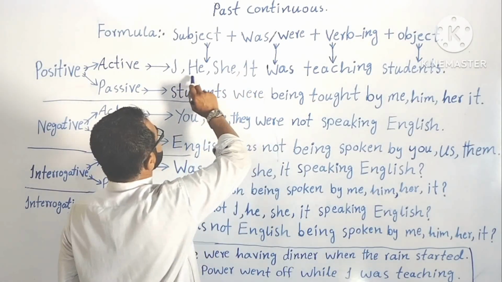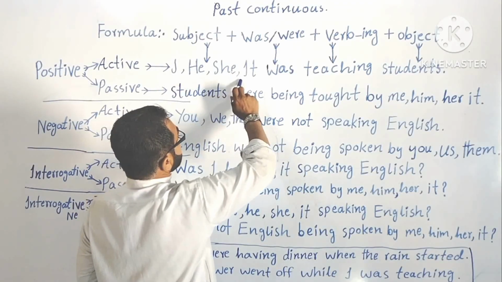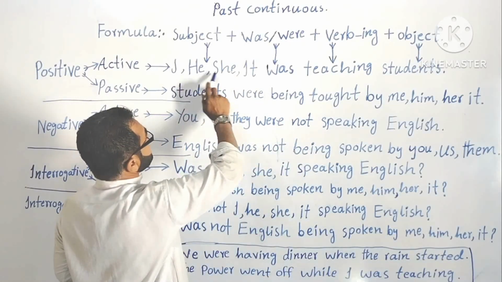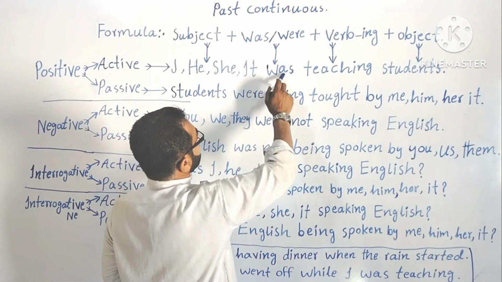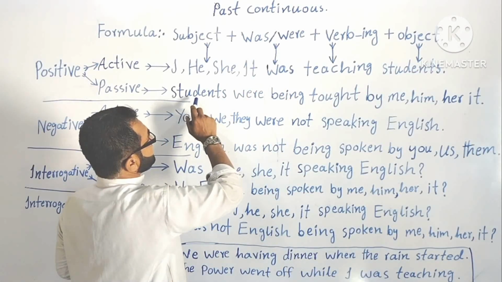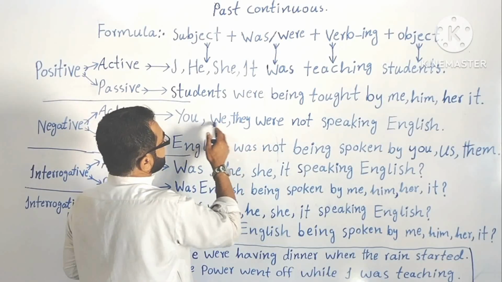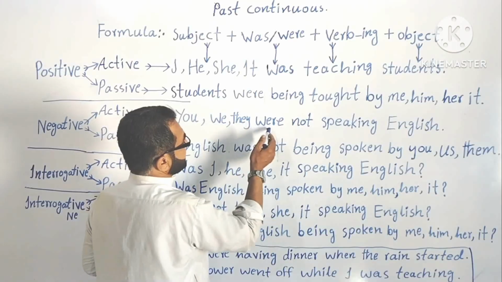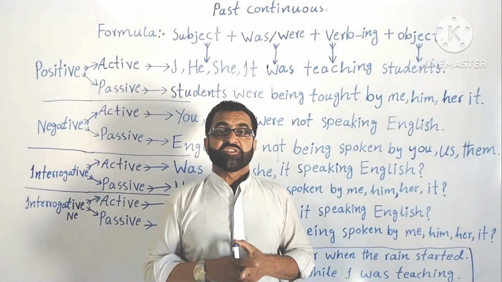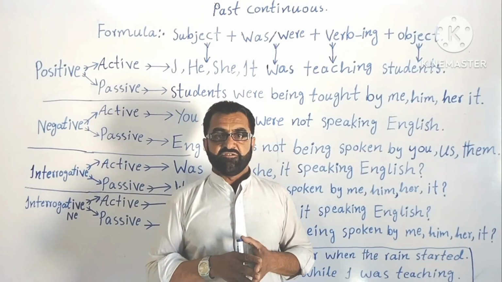Now let's go to the active voice of the positive sentence. Now you can see these subjects. These are actually third person singular, means singular subjects. That's why they take a singular verb with them. You see was. Now students is a plural subject. Otherwise you see you, we, they. These are plural subjects. That's why they take a plural verb with them. Understood? Means singular subjects take singular verbs with them, plural subjects take plural verbs with them.